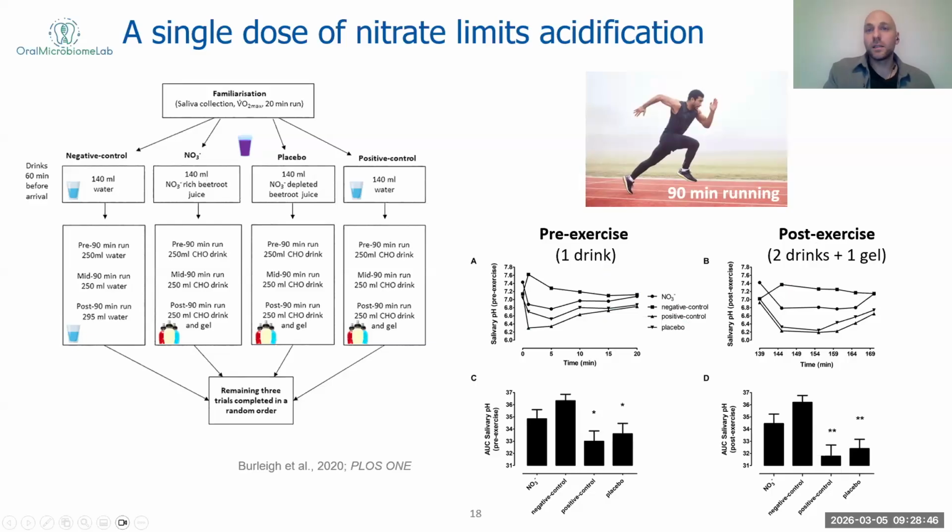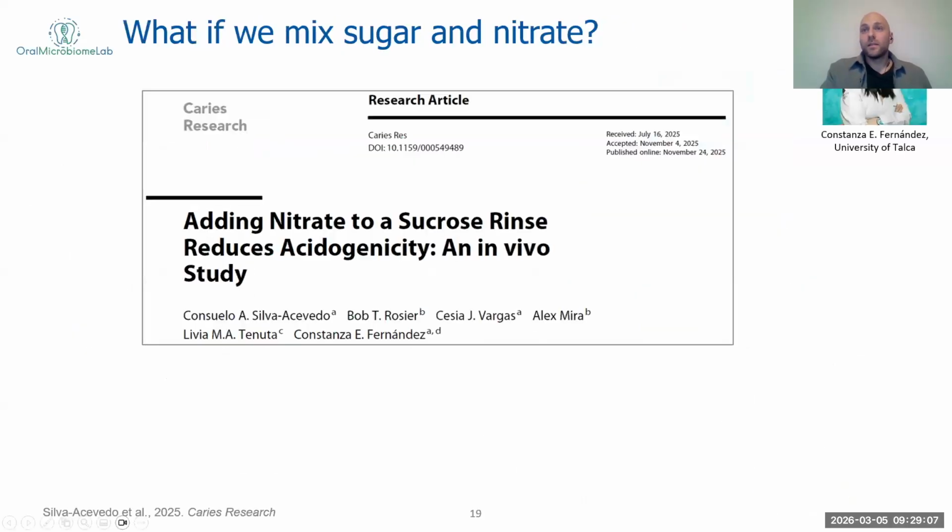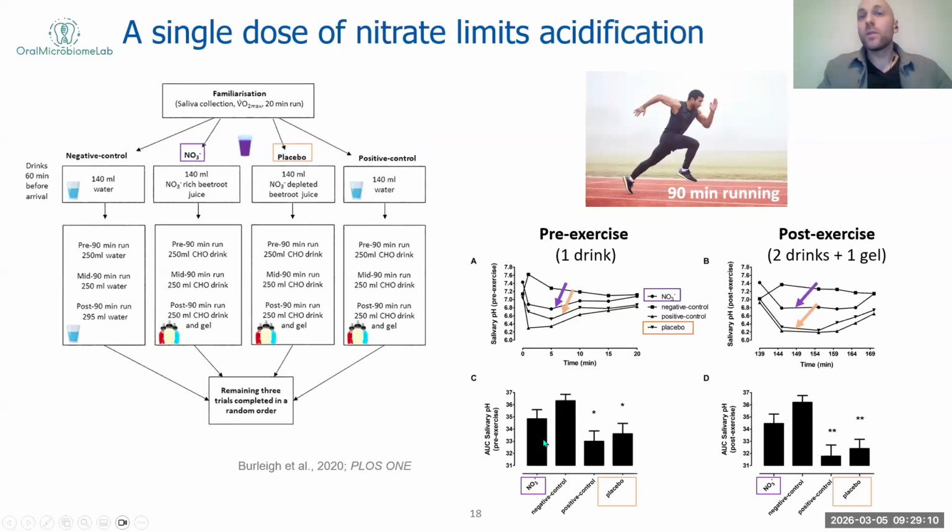And to make it a bit easier for everyone, I selected the nitrate condition over here and the placebo condition over here. And in the area, it's already clear that the nitrate condition is higher than the placebo condition. So nitrate is an essential component of beetroot juice to buffer the pH. And when looking at the area under the curve, the nitrate condition was statistically identical to the negative control, while the placebo condition was identical to the positive control, both before and after exercise.